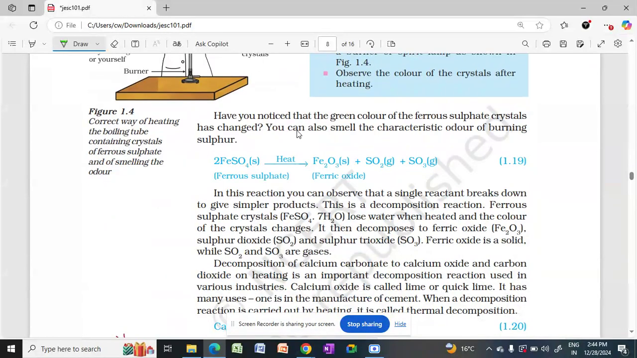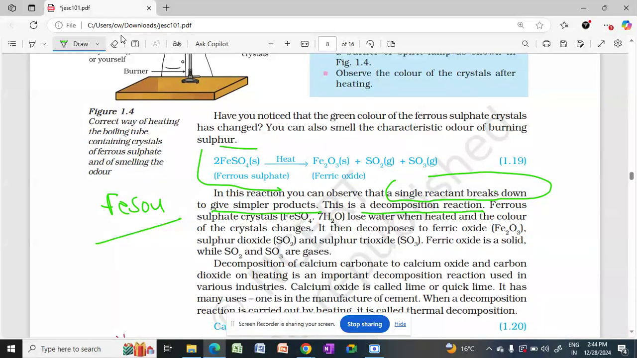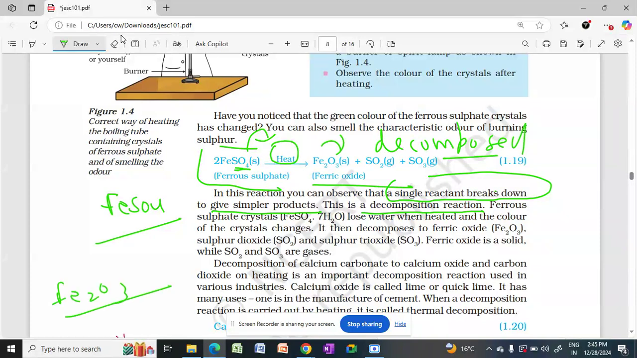Decomposition. So here you can see a simple example. This is our ferrous sulfate, that is FeSO4. Decomposition, as the name itself indicates, is when a single reactant breaks down to give simpler products. So for example, ferrous sulfate, when you heat this, it will get decomposed into ferric oxide plus sulfur dioxide and SO3.